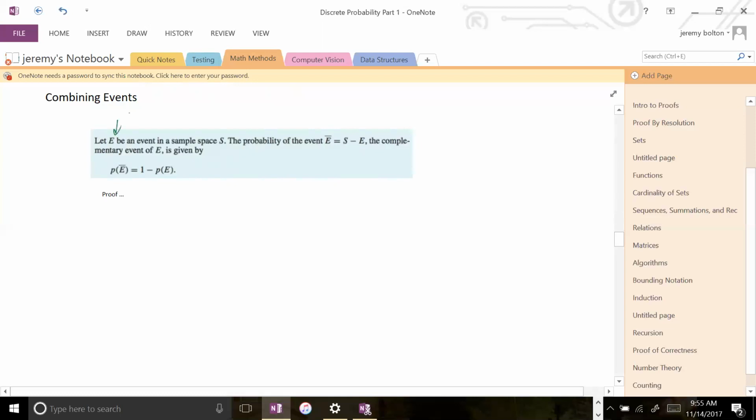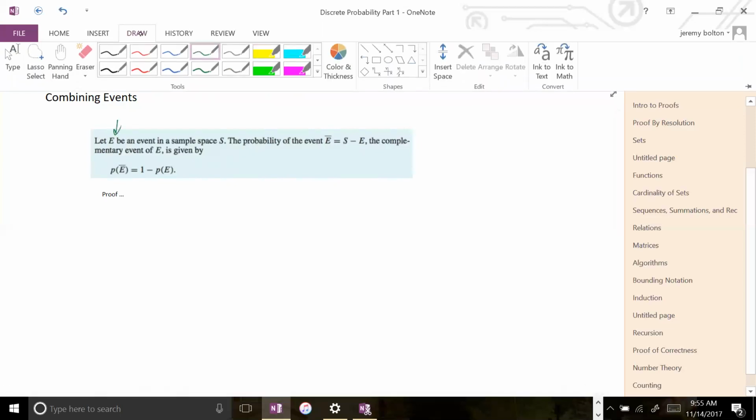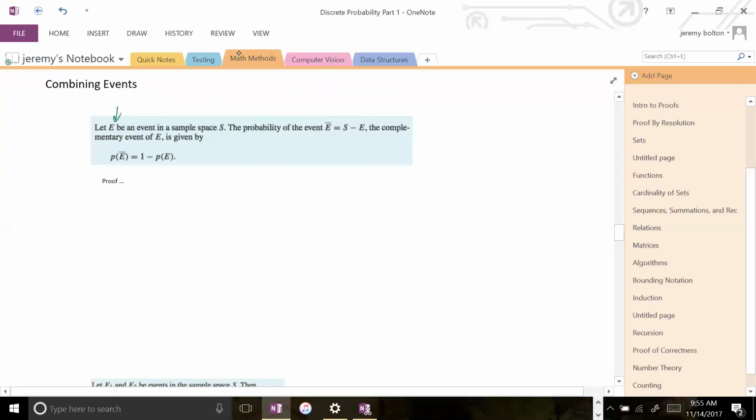So let E be an event. We'll change our color here. There we go. Let E be an event in a sample space S. The probability of the negation of E, so not E happening, which we know to be equal to S minus E, that's set difference, because again, S is essentially our universe of discourse here and E is a subset of S, so the complement of E is simply S minus E, and its probability is given by 1 minus the probability of E. Why is this true? Well, we can simply prove this.